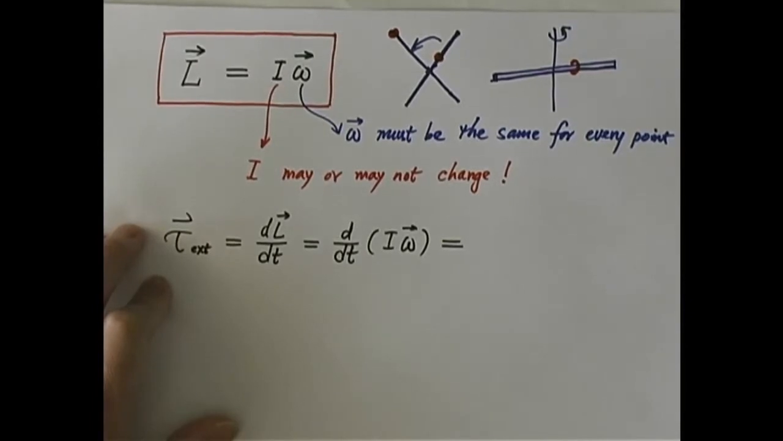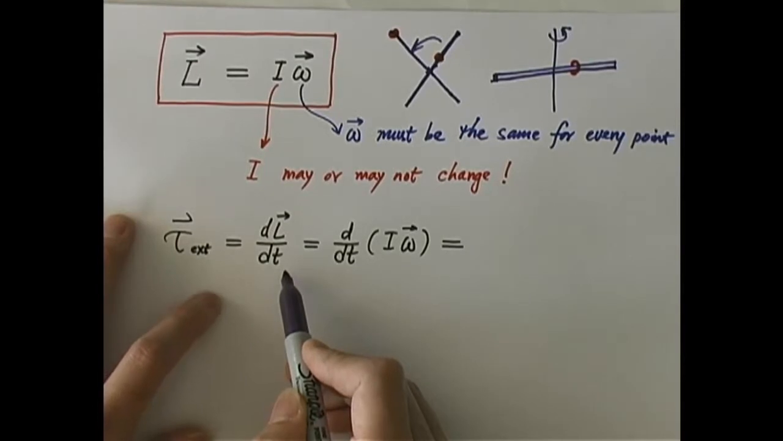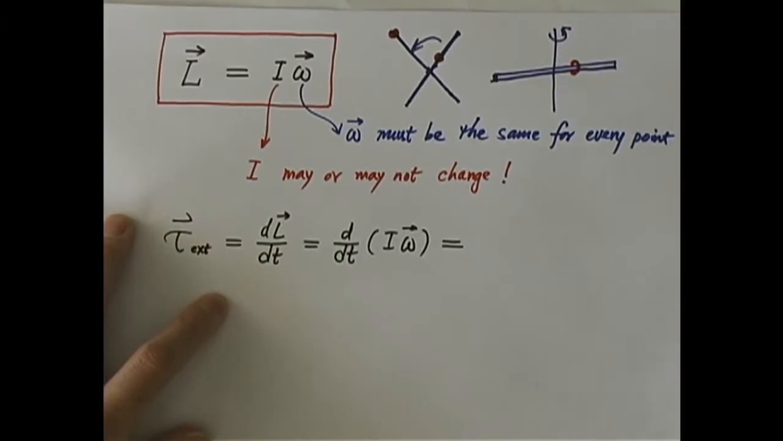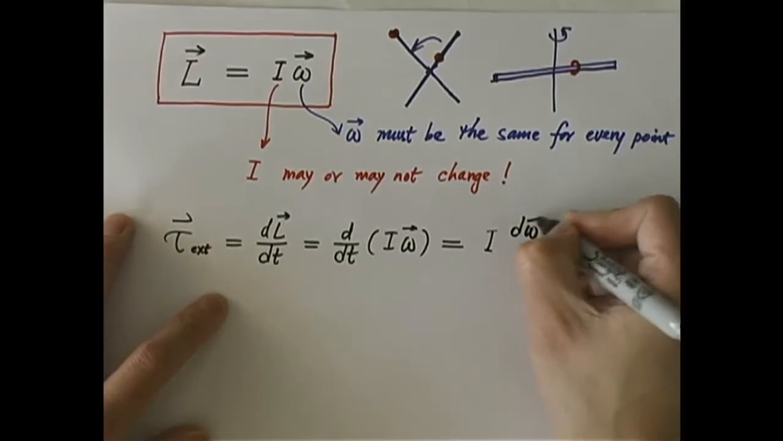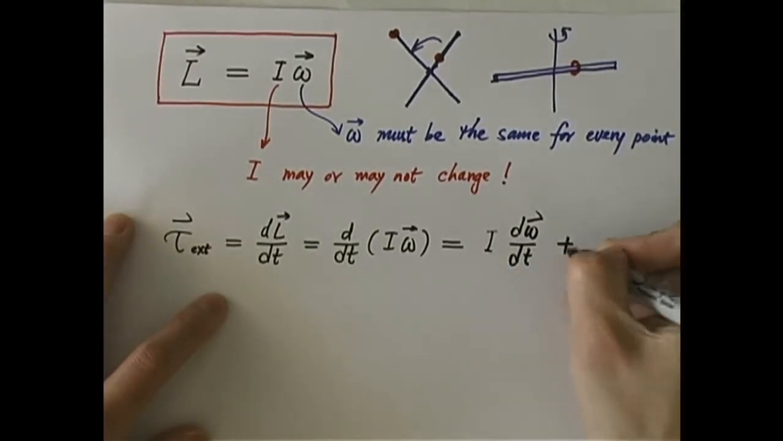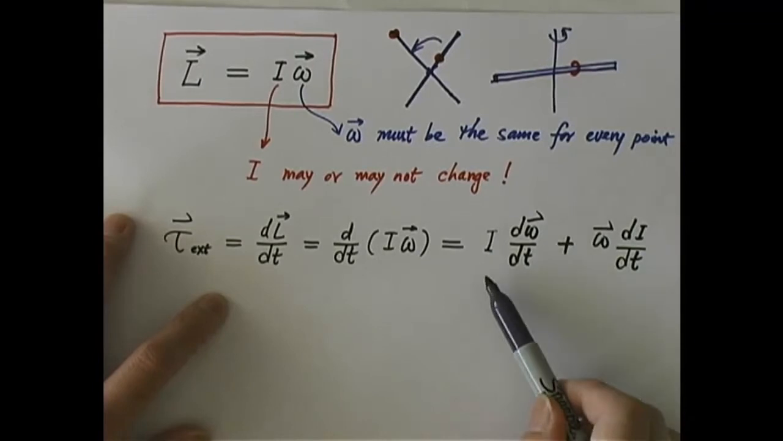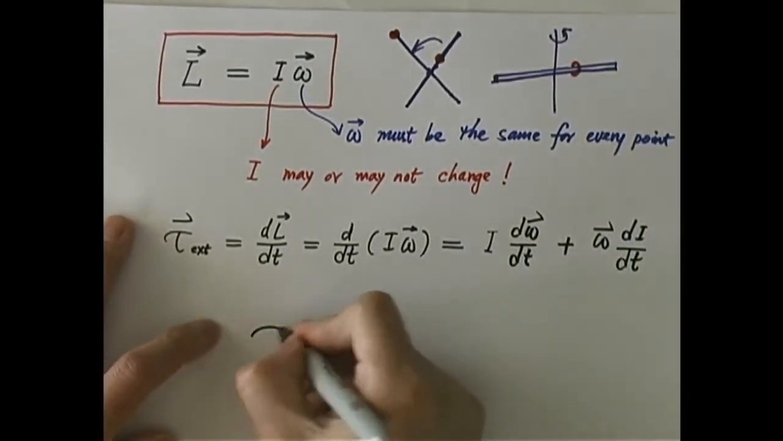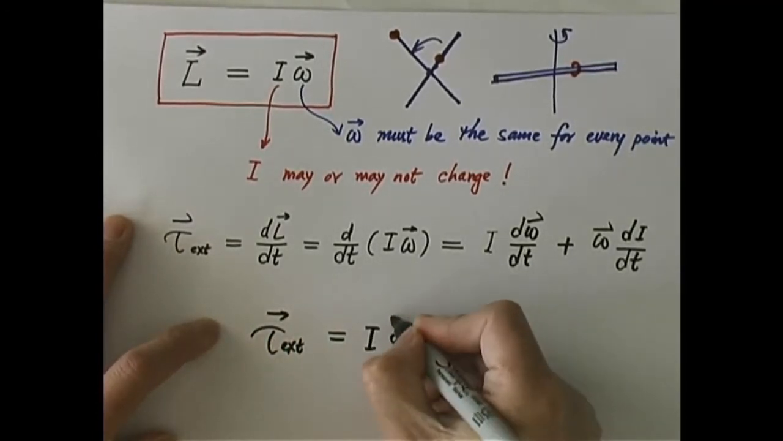Suppose that is the case. Let me then apply torque equals dL/dt. And then L becomes equal to I omega, right? How can I simplify this? Well, I have two terms. The first term is I d omega/dt, and the second term is omega dI/dt. Look at the first term here. The first term is just I alpha. So torque equals I alpha, as we expected before.